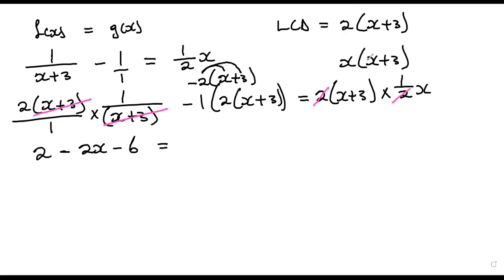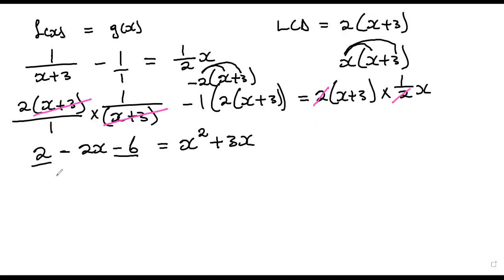Then even in this case, you are going to distribute like that. So x times x will just be x squared. And then x times 3 is just going to be 3x. Then from here, you want to write this in standard form. So you take everything to the right. But before you do, 2 minus 6 is a negative 4.